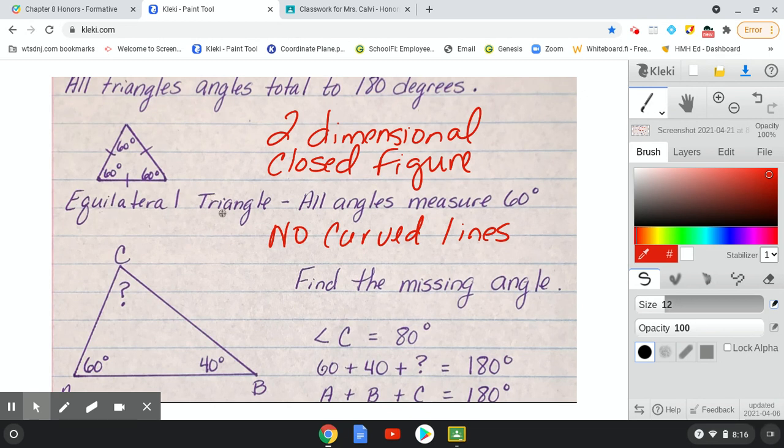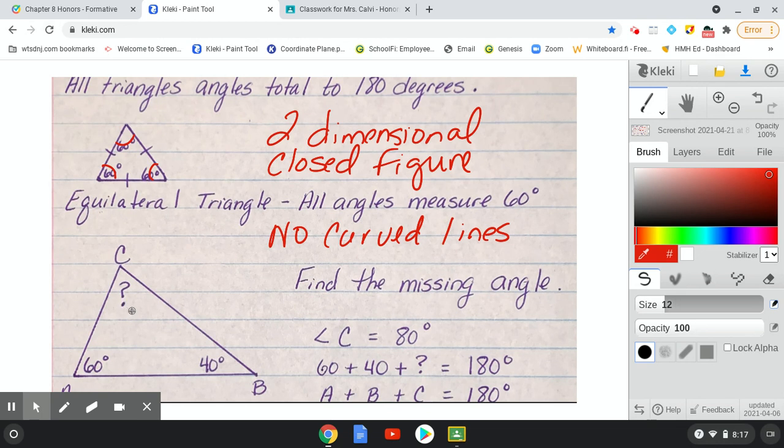Here I have an equilateral triangle, which means all the sides are the same, and all the angle measurements measure 60 degrees. All of these angle measurements in an equilateral triangle are each 60 degrees. That will never change.